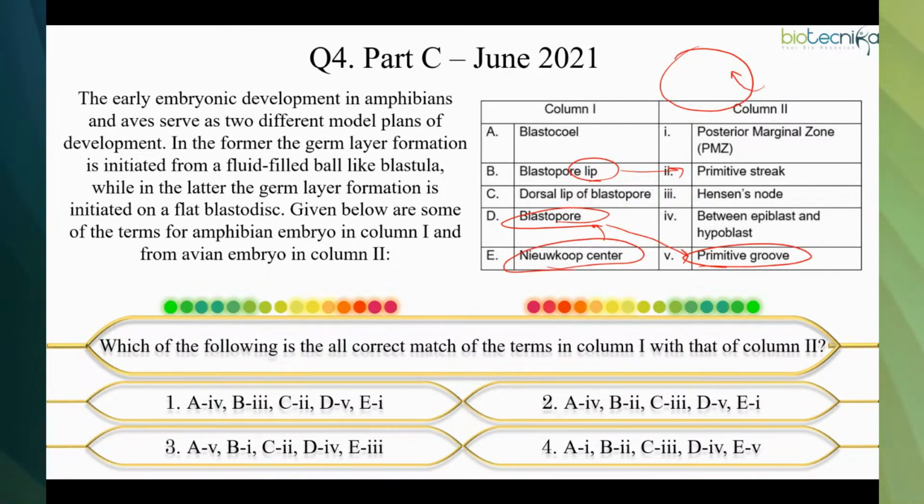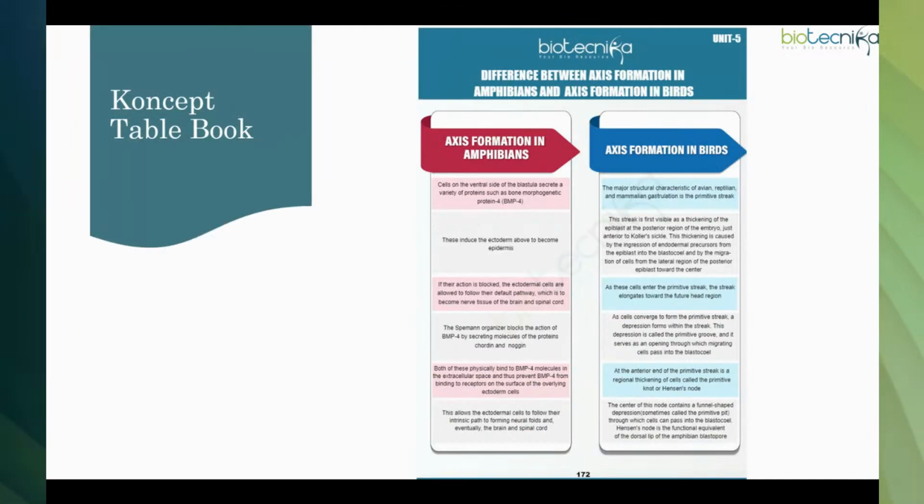And the Nieuwkoop center is the one which initiates the formation of the organizer. In amphibians, if this is the organizer, the Nieuwkoop center will be present below that. It is the vegetal endodermal cells which initiate the formation of the dorsal mesoderm, which is basically the organizer. A similar thing in birds or chicks is the posterior marginal zone, which, as I told you, is further away from the Koller's sickle. It will initiate the formation of the organizer region. So the Nieuwkoop center is comparable with that.